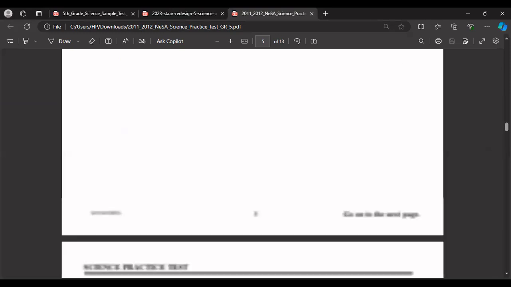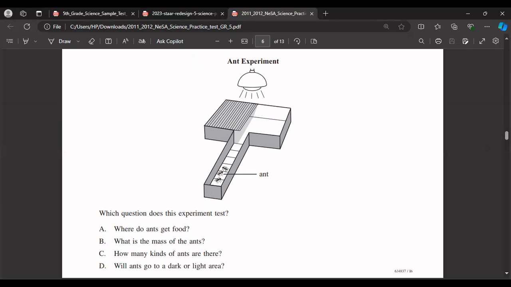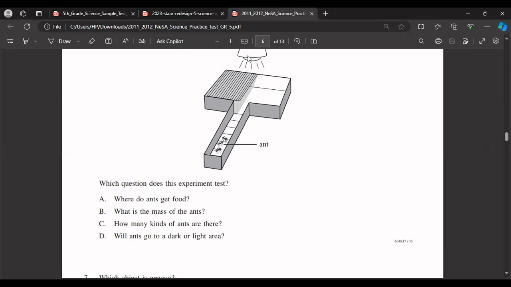That's great. Question number 6. Use the picture below to answer the question, an experiment. Here you go. You can see the ants. You could look at the diagram closely, try to make sense of it. Then let's go over to the question. Which question does this experiment test? You can see the light source. This is an opaque material, shadow. D. Will ants go to a dark or a light area? Great. So what's the reason for you choosing that? Because there's like a spot where it's dark and a spot where it's light. Beautiful. Correct. That's great. We go to the next question.